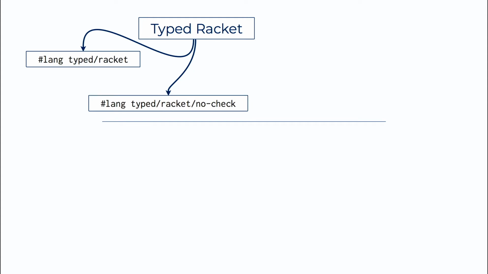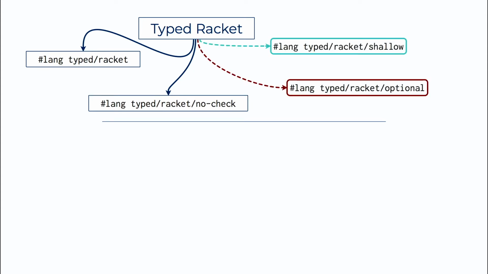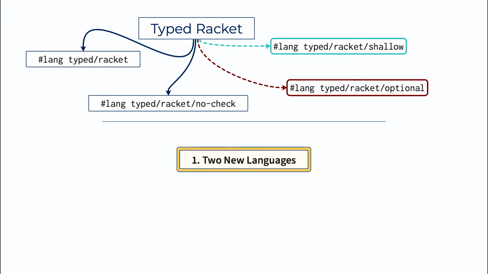So shallow and optional are two new languages in the family. So now under this umbrella we've got two additional options. You can switch your hash lang to typed Racket shallow, typed Racket optional, and now you're in this new world. So this is takeaway number one from the talk. We have two languages. It's not different types, it's not different parts of the type system, but two top-level things.